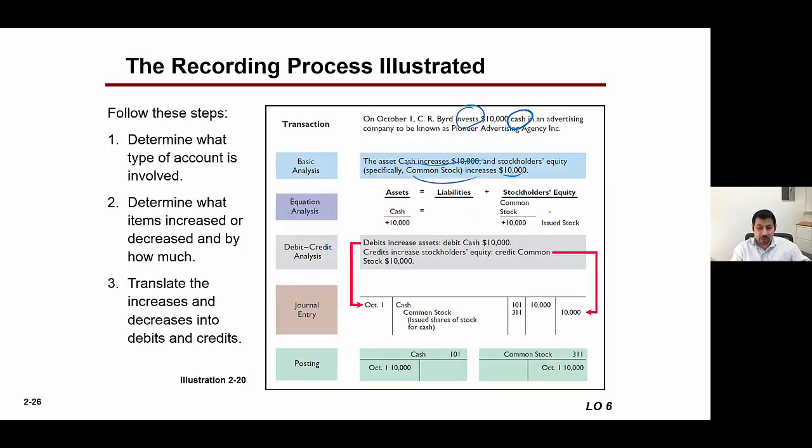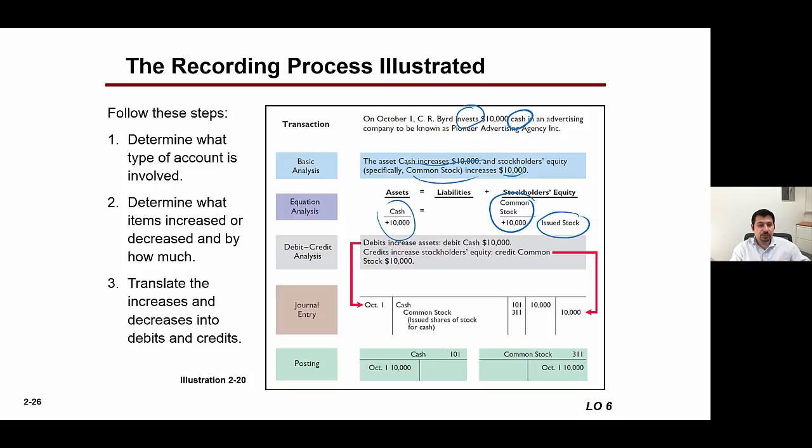We write down the accounting equation like we did before, and this is how we do the analysis. Cash has increased 10,000, common stock has increased 10,000. We put here the explanation. As you remember, we always need to keep track of what caused the change in stockholders' equity, so we have issued stock.